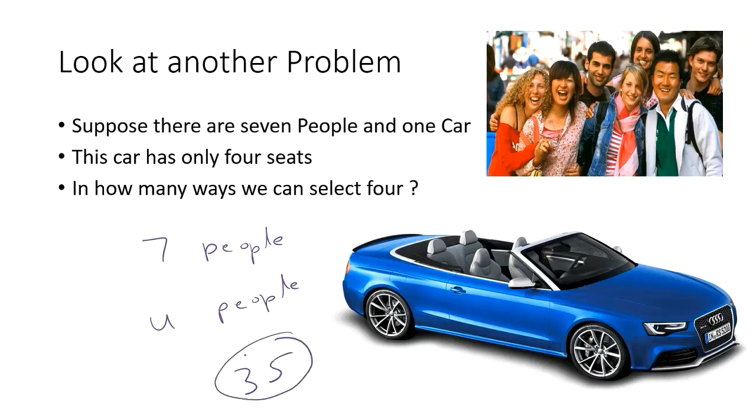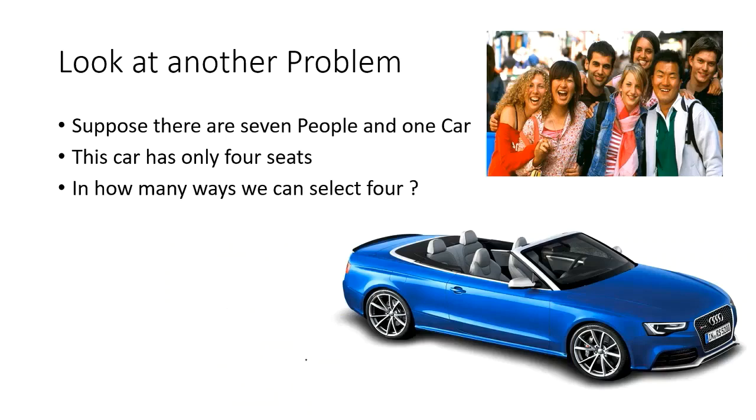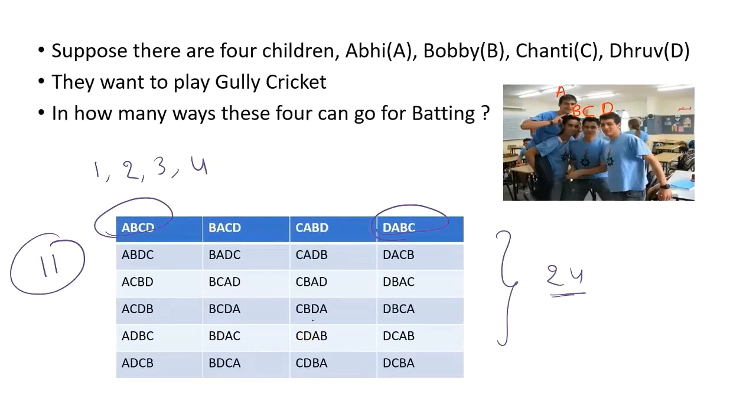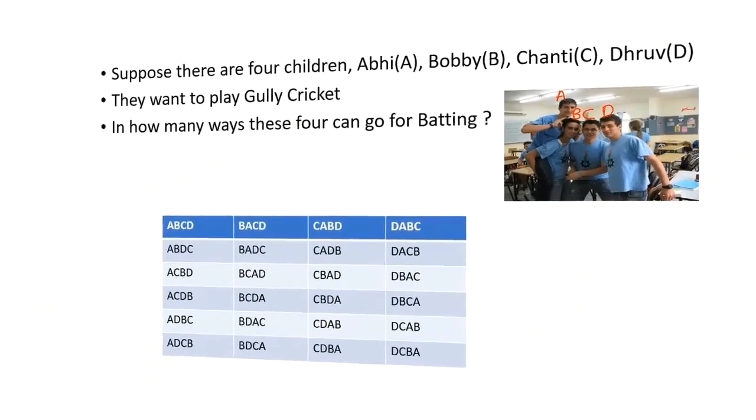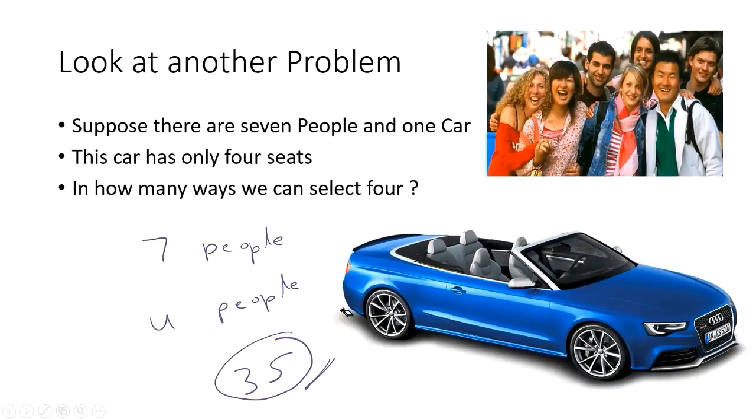I cannot list down all the 35 options here, so you have to believe me for this answer. In the previous problem, the order matters, so that was a problem in permutations. In this problem, the order does not matter. All that matters is whether a particular person is there in the car or not. So this problem is a problem in combinations.